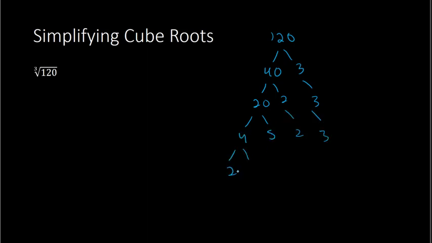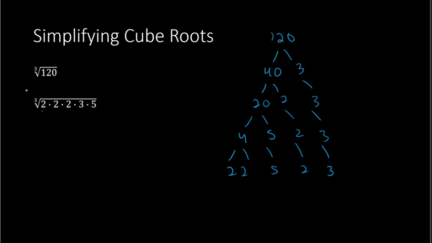And then 4 can break down as 2 times 2. So what I have is 120 equaling 2 times 2 times another 2 times 5 times 3. So we have 3 2's, a 3, and a 5. So I can rewrite this with all those factors inside the radical. So from here, now that I've factored, I can simplify by pulling out groups of numbers. Now with a square root, you are looking for groups of 2 things. With a cube root, you're looking for groups of 3 things.